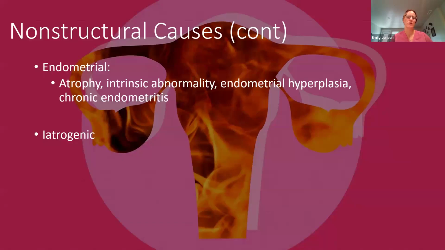So you can have atrophy, you can have this intrinsic abnormality where things just aren't forming well, endometrial hyperplasia, because of the excess estrogen that the endometrial linings are exposed to. And then you can have chronic endometritis, which is kind of an interesting one, kind of hard to work up and more something you rule out clinically by other means.